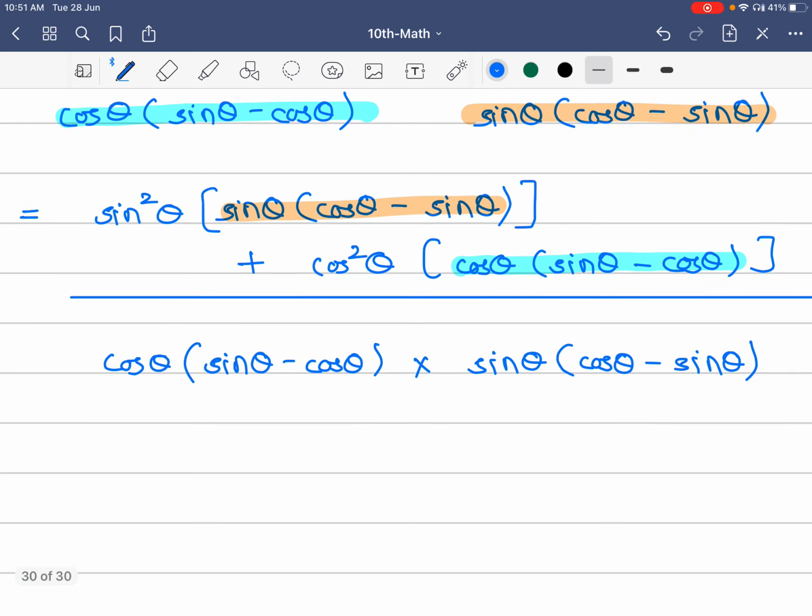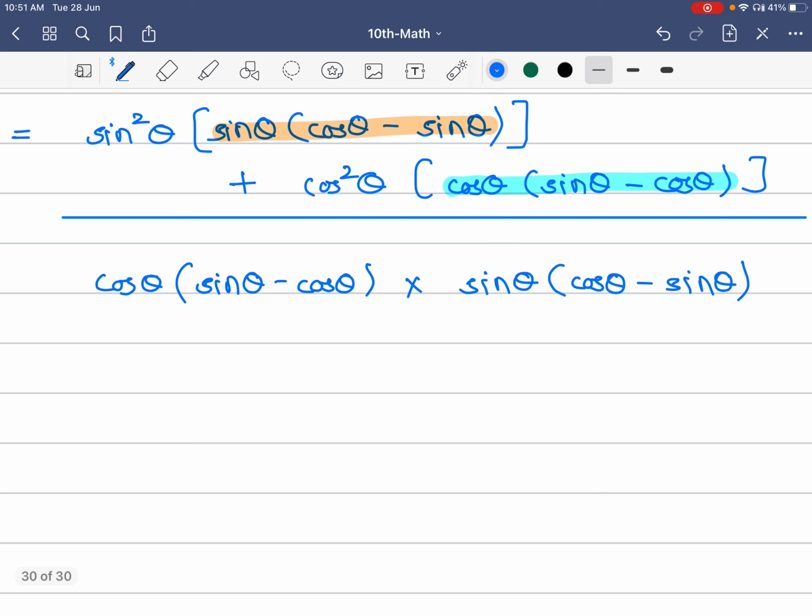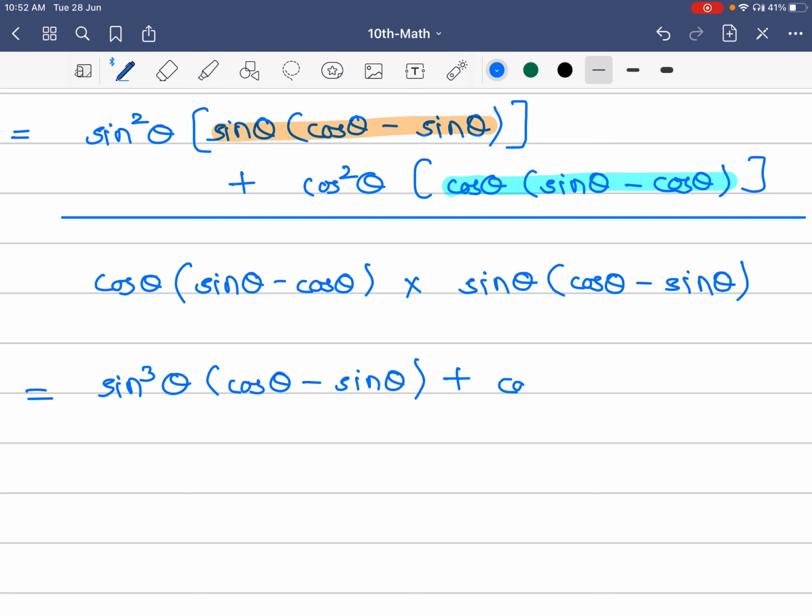Now this is our expression. Let's focus on this expression. So as you can see, this is sine square theta into sine theta, so sine cube theta. This will be cos square theta into cos theta, so cos cube theta. And then these two terms will be as it is. So let's write them in a simplified form. So this is going to be sine cube theta into cos theta minus sine theta, plus this is going to be cos cube theta into sine theta minus cos of theta. This becomes our numerator. I have just done this multiplication, sine square theta into sine theta, cos square theta into cos theta. Rest all is same.